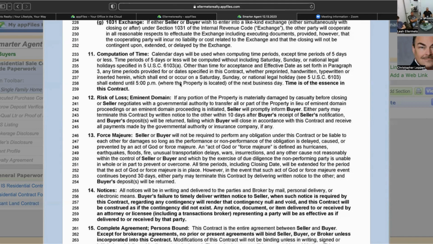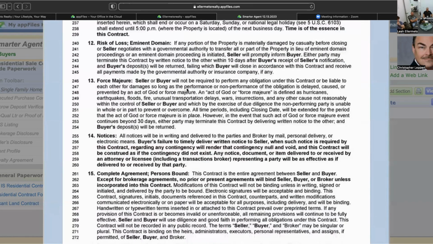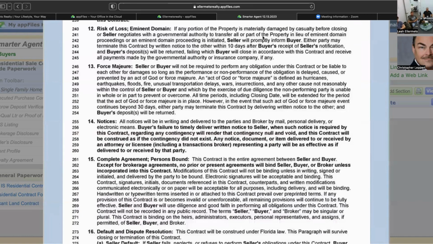Computation of time, calendar days, computing time periods, talks about holidays, things like that. Time's always of the essence. How about risk of loss, eminent domain? Would it not be important to maybe check and see what's going on around the property? We should do this with any property we sell.